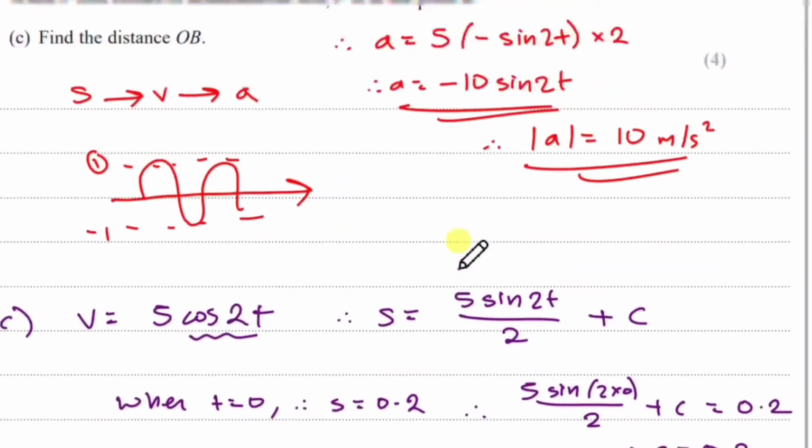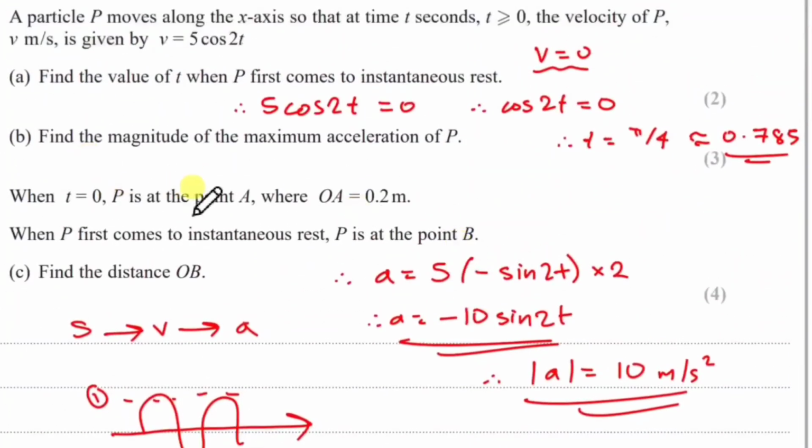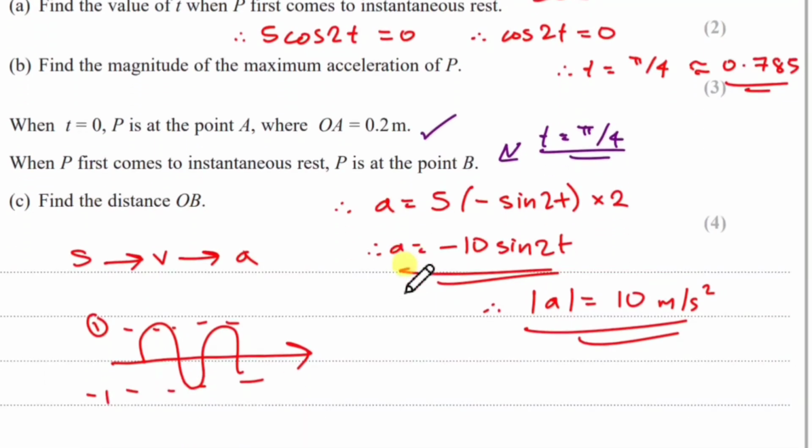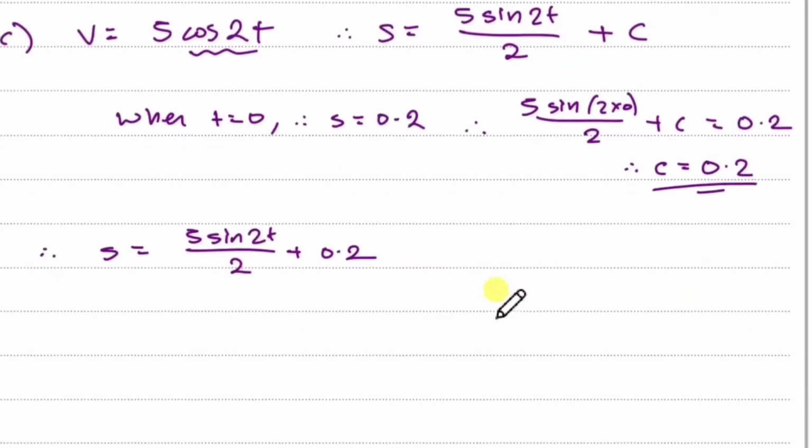Now back to the question. We've done the first line, and you should always break it into bits. It says when P first comes to instantaneous rest, so this is actually referring to part A. Remember that happened at t equals pi over 4, so let's make that note there. That's how we know P is at the point B. It wants us to find the distance OB. So all it really wants you to do is just plug in pi over 4 for t. And I think that's really it.